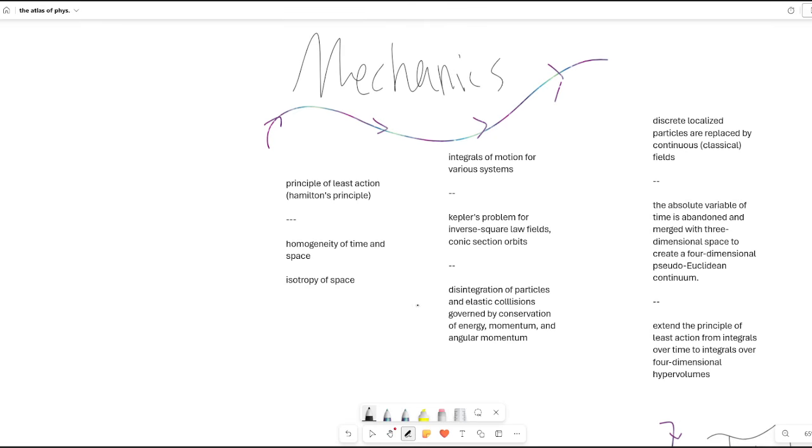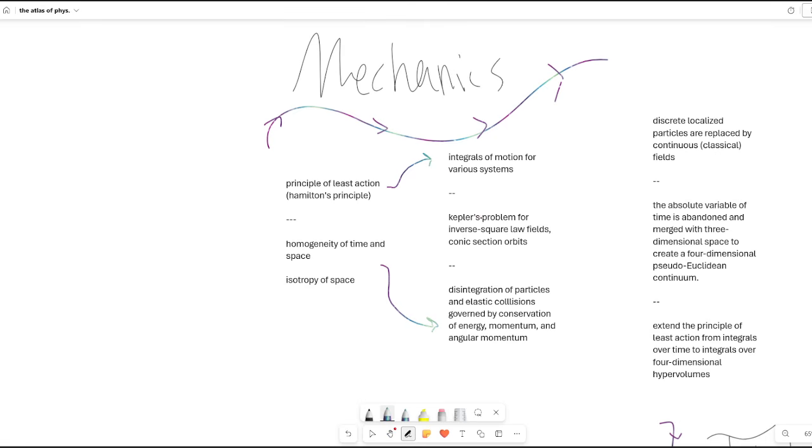These two notions lead directly to the conservation of energy, momentum, and angular momentum. So conservation laws come directly from these particular principles. And now, what the principle of least action is going to do is give you the systems of differential equations that you then convert to integrals of motion to solve for various systems.